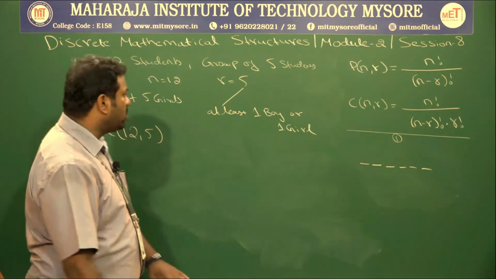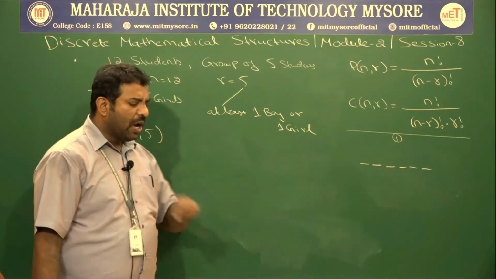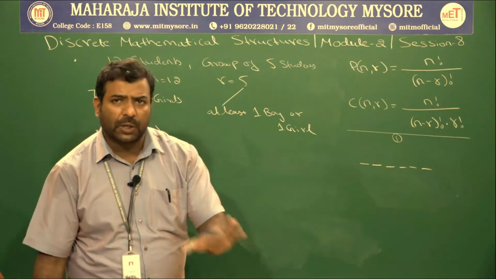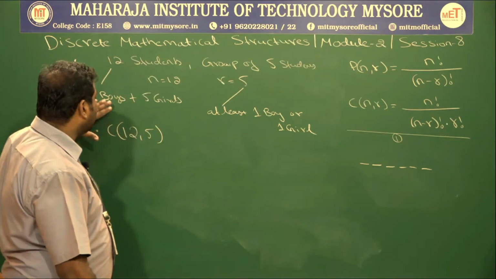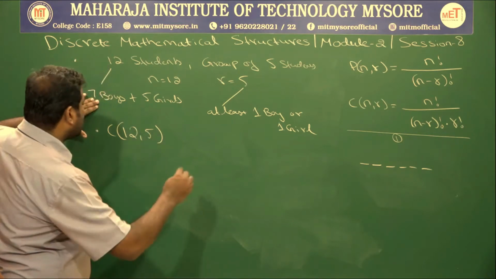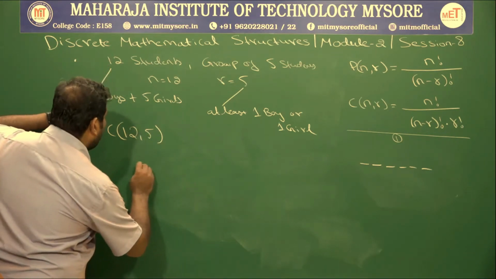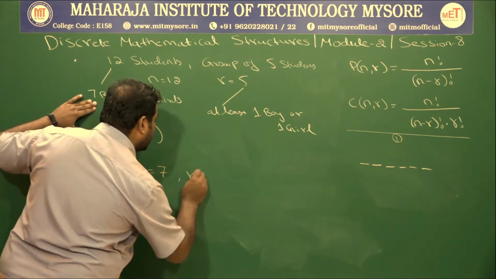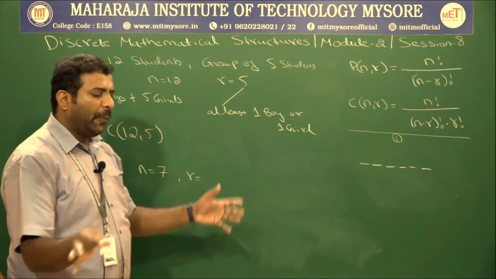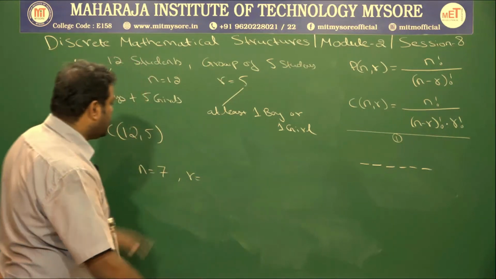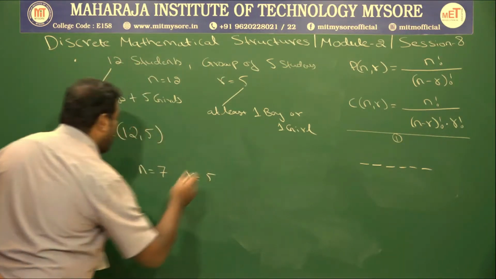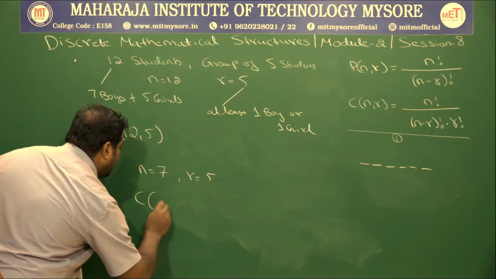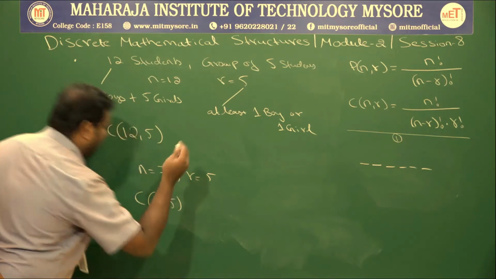Fine. So to do this, I need to find how many ways there are if I am going to pick only boys. Now just consider only the boys. If I just consider only the boys, then I am going to have n equals 7, and the group size is still 5 because the group consists of only boys. Hence I am going to have r equals 5, and to find the number of ways I am going to use the combination again. So C of 7, 5.